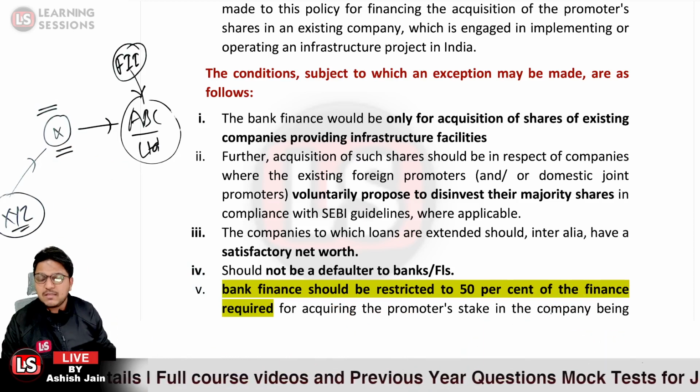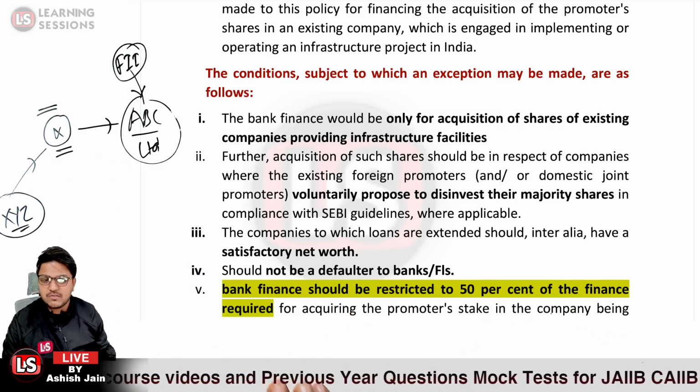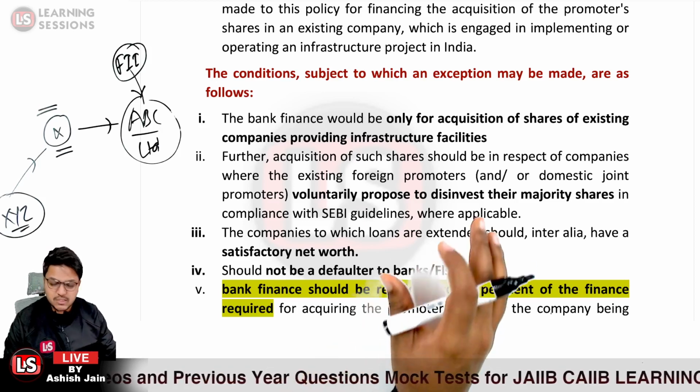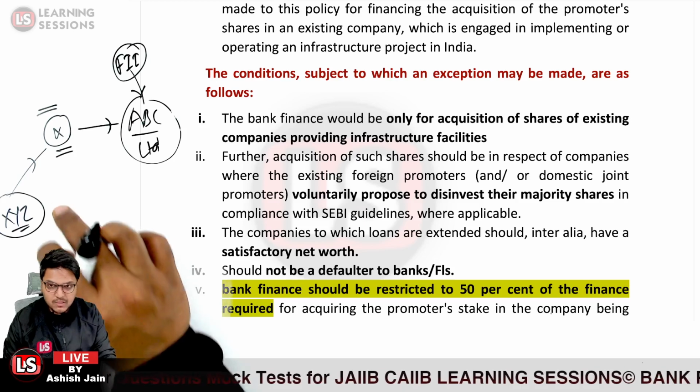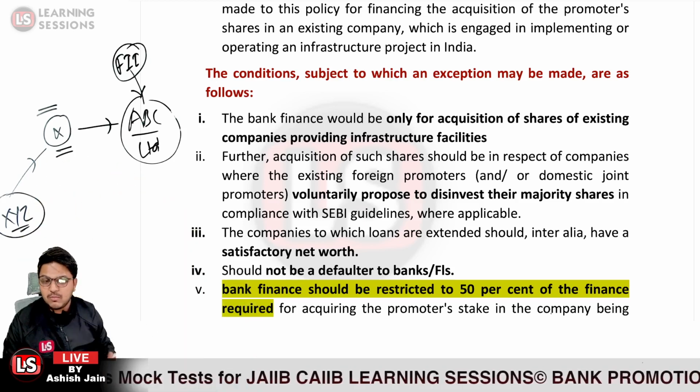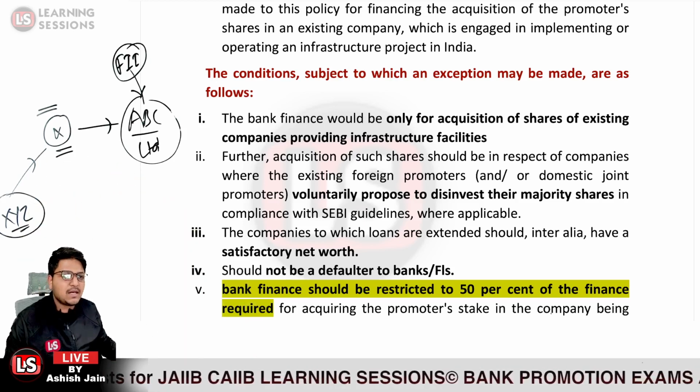Bank finance must be restricted. It must be restricted to 50% of the finance required. So whatsoever the finance is required, it is restricted to 50%. 50% would be the X company's contribution itself. Okay. So these are the conditions.